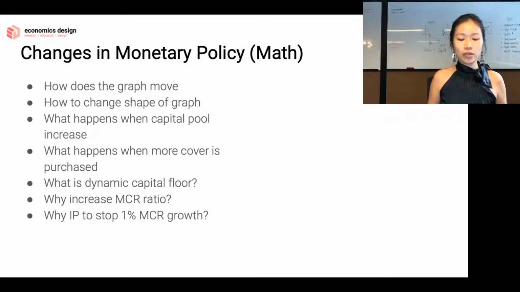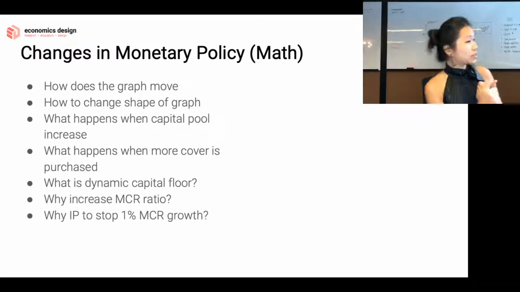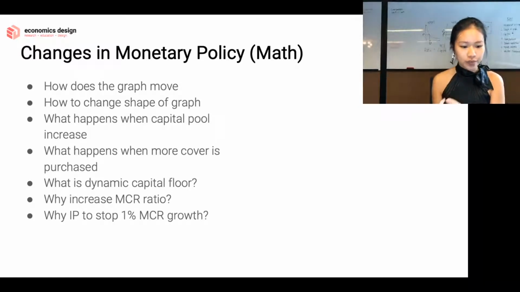And now I want to dive a little bit deeper into understanding the changes in monetary policy. There's 7 questions that we want to answer. The first one is, how does the graph move? How do we change the shape of the graph? What happens when the capital pool increases? What happens when more cover is being purchased? What is a dynamic capital floor, which is something that they have created?